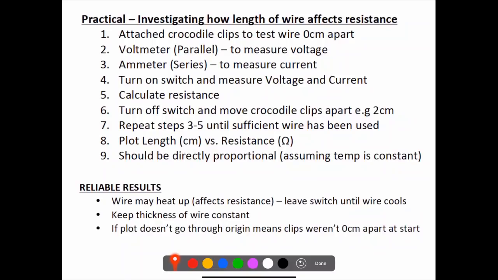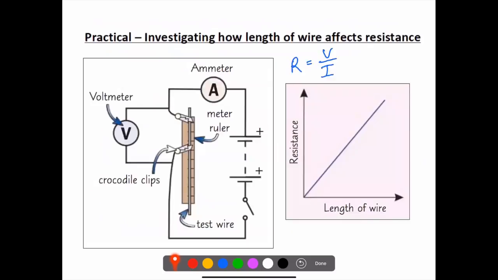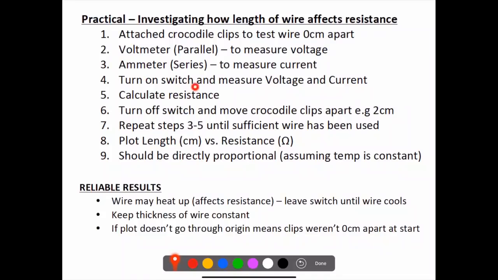Then you turn on your switch. So you turn this on. So you close that, turn the switch on, and then you measure what the values on the voltmeter and on the ammeter. Okay, so turn on the switch and measure voltage and current. Then you can use V equals IR to calculate resistance. Then you turn off your switch.